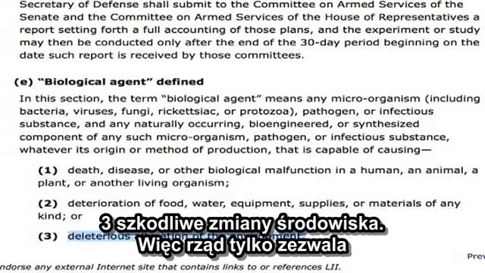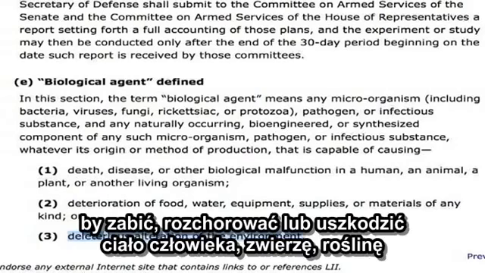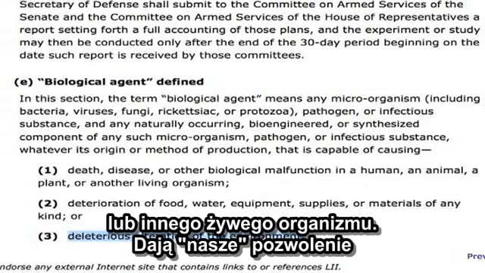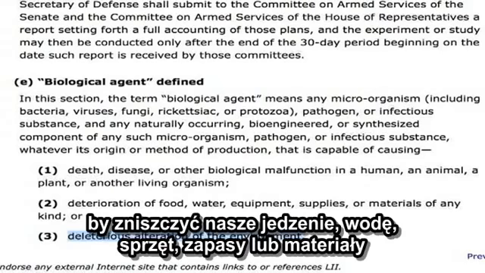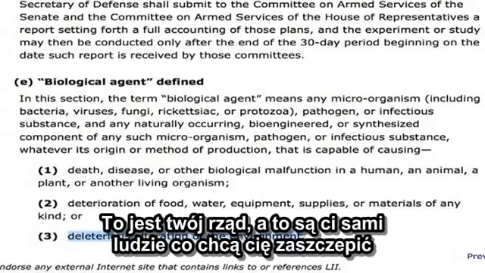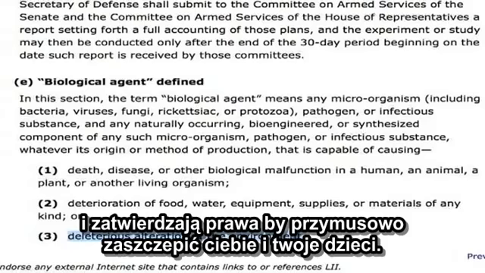So the government just gave its permission to kill, disease, or make malfunction the human, animal, plant, or other living organism's body. They've given their permission to deteriorate our food, water, equipment, supplies, and materials of any kind, and they've given their permission to alter our environment. This is your government. And these are the same people who want to vaccinate you, and are passing laws to force vaccinate you and your children.